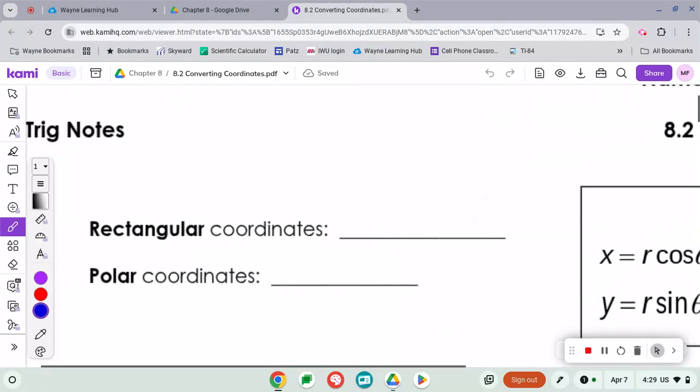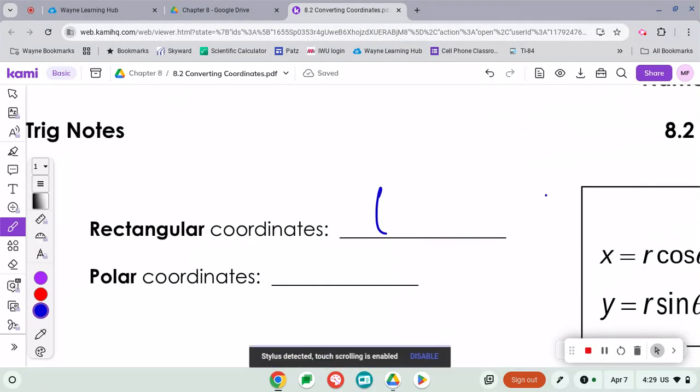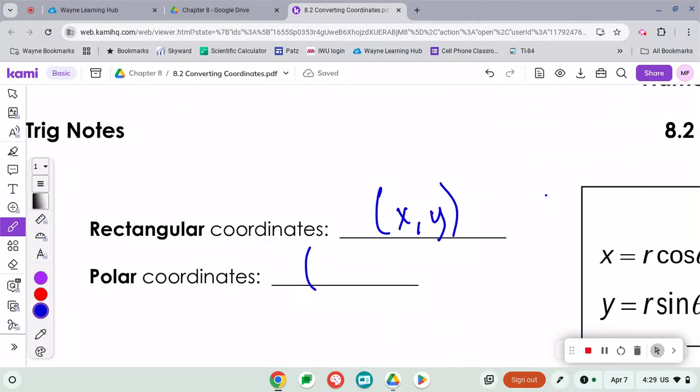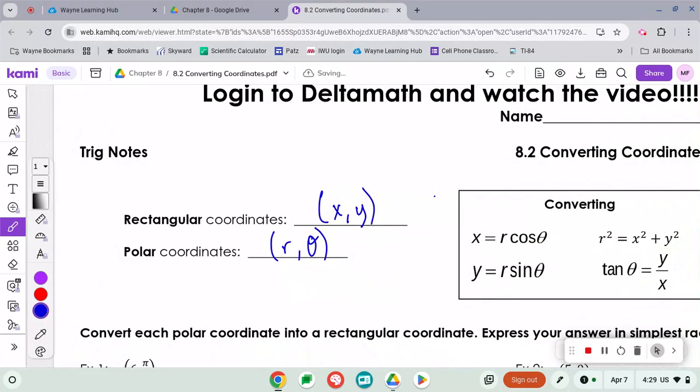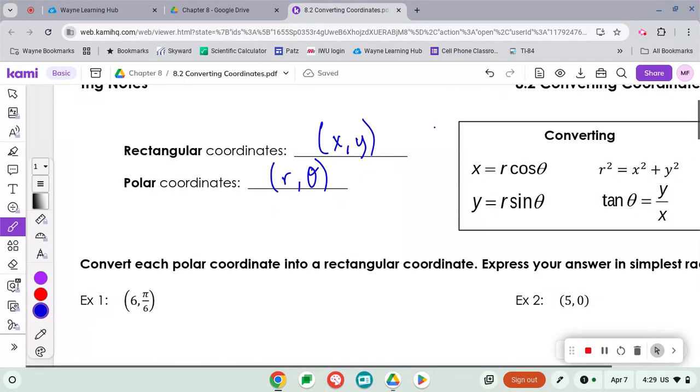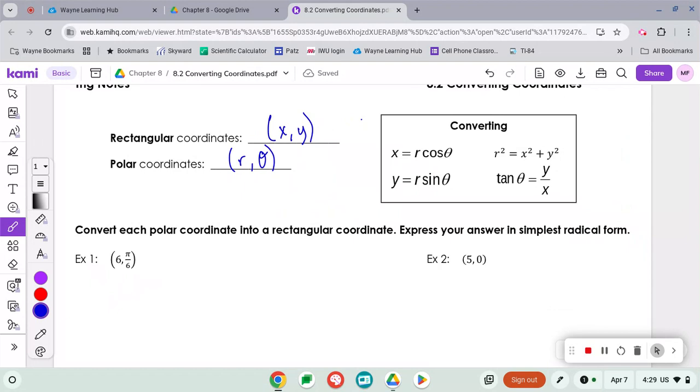Rectangular coordinates, you have dealt with these for a long time. It's an x and a y coordinate. After yesterday, hopefully you remember that for polar coordinates, it's still two variables, but it's r and theta. R stands for the radius, or how far we are from the center of the circle. Theta stands for the angle. Keep in mind, that's using the same framework as our unit circle, with 0 degrees or 0 radians being to the right. So you are asked here to convert each polar coordinate into a rectangular coordinate.